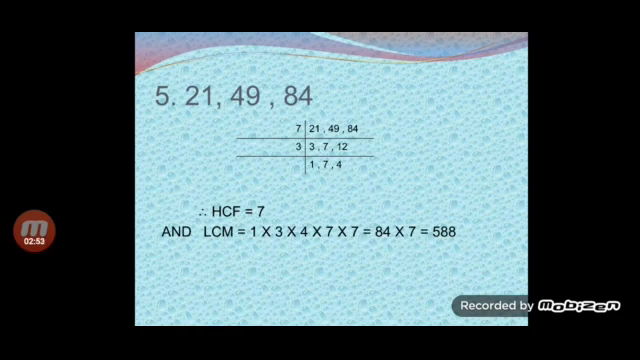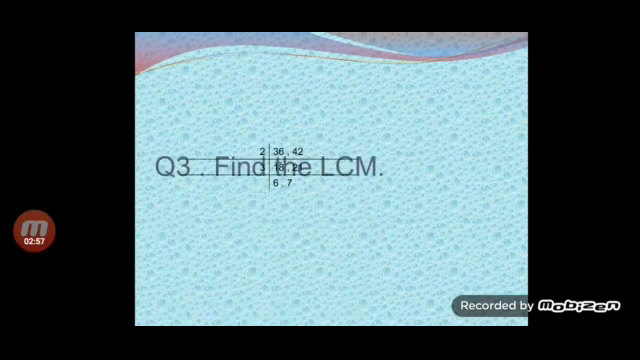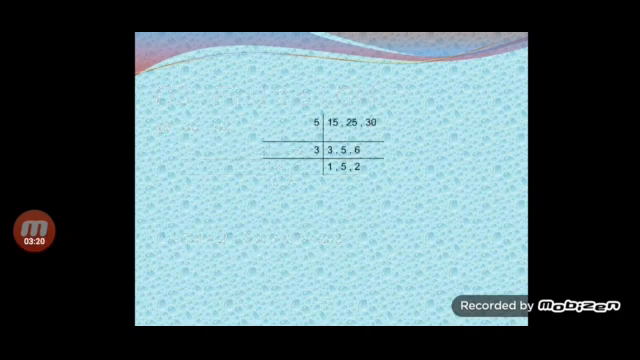We get 588. Next one, we are having find the LCM. Now here all the prime factors and the remainders both are to be multiplied in the LCM. So here 36 and 42 are the numbers we are having. So LCM will be 252.